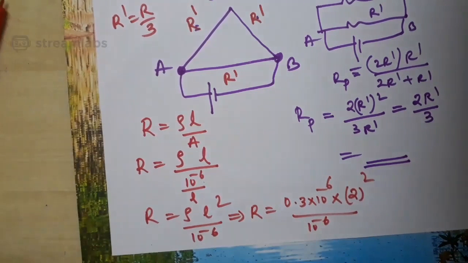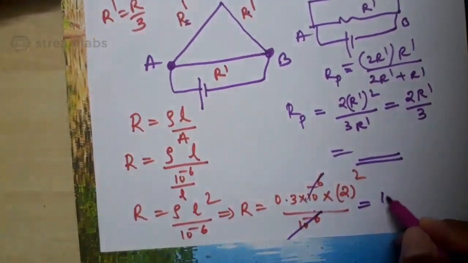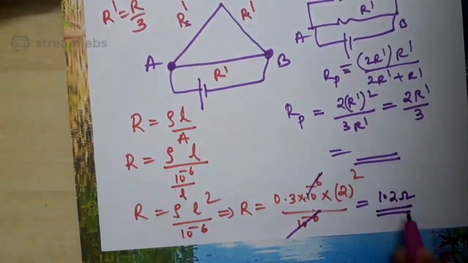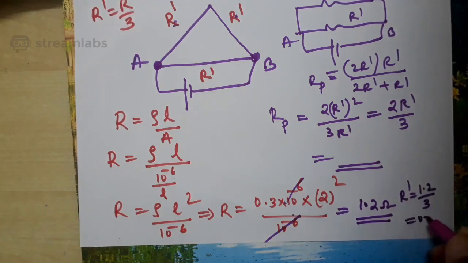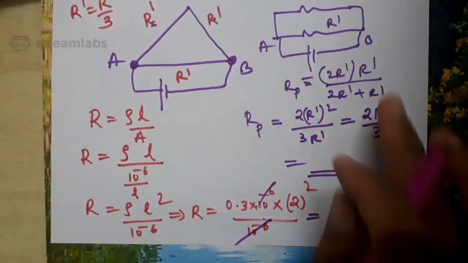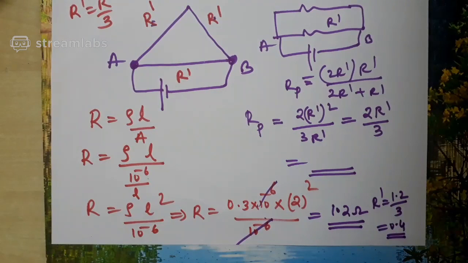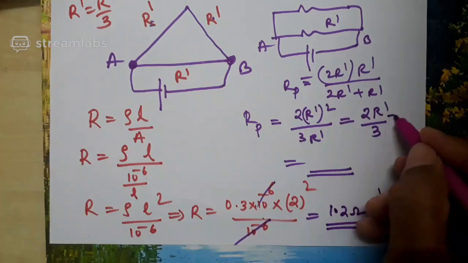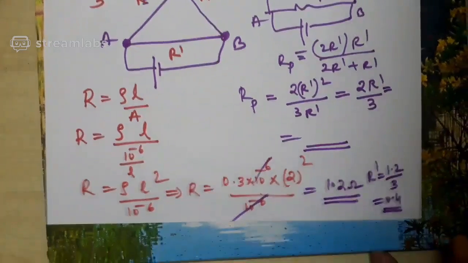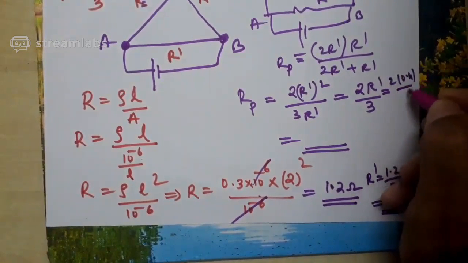Can I cancel 10 to the power minus 6? 2 square is 4. 4 into 0.3 is obviously 1.2 ohm. R is 1.2 ohm, which means R dash is 1.2 by 3, equal to how much? 0.4 ohm. Substitute there, no? R dash is 0.4 ohm. 2 into 0.4 by 3.